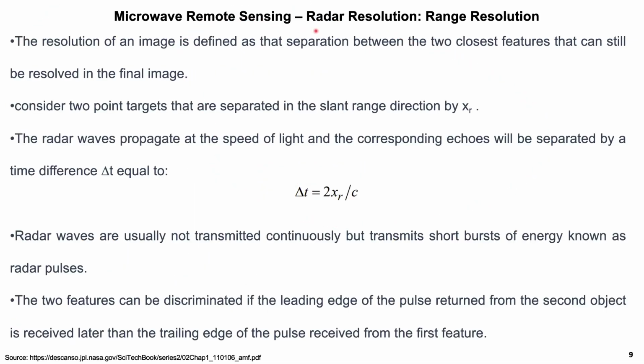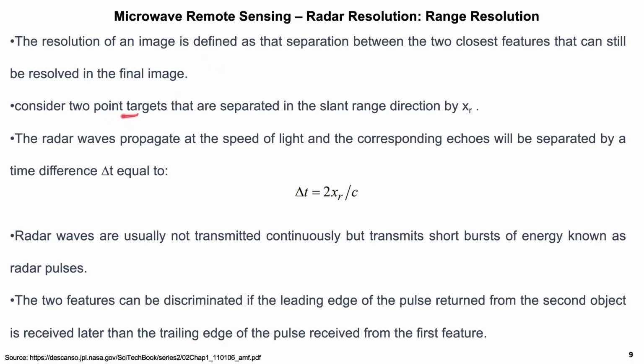So the next part is your radar resolution. First is the range resolution. By definition, resolution here is defined as the separation between two closest features that can still be resolved in the final image. So I will show how this range resolution is defined. I have an illustration to show.